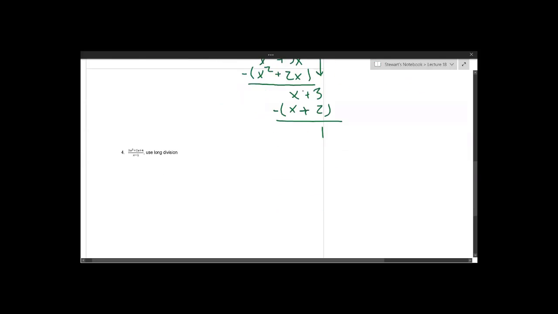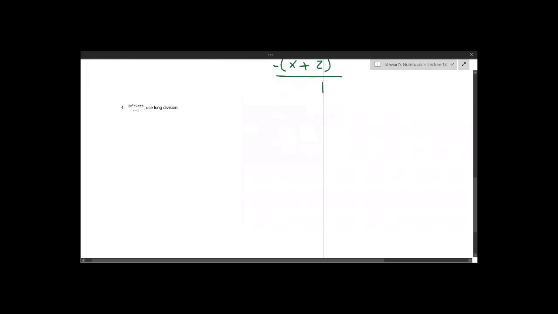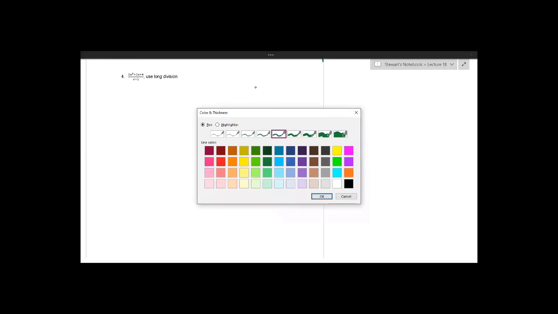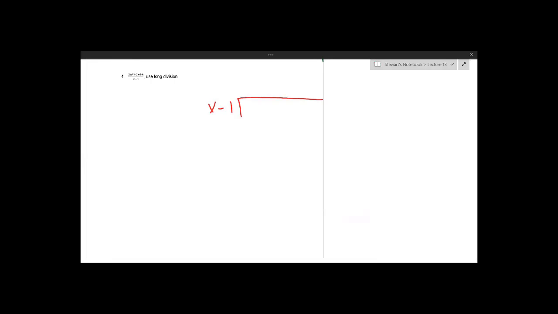Okay. Last one, I promise, is 3x squared plus 2x plus 4 divided by x minus 1. Same type of thing as before. Same process. We just got to do it one more time. Okay, so x minus 1 goes outside the division house, and then 3x squared plus 2x plus 4 goes inside.